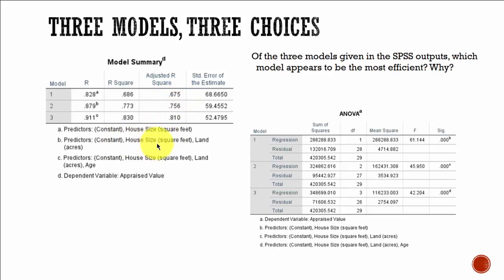If we add to that square footage the size of the lot, that's the acreage, then this explanatory capability increases from 0.67 to 0.75, or 75%. Then in model C, if we were to add the age of the house, the explanatory power of the model improves to 81%. So if you were to ask which model to use, I would pick the third one, because we have 3 relevant pieces of information about our model, and they're explaining 81% of the variance.